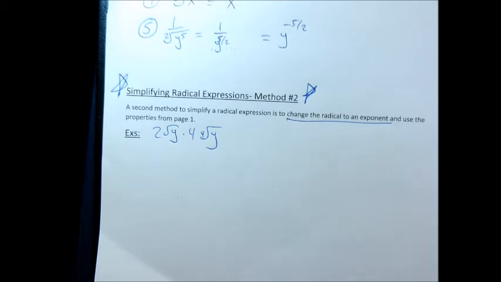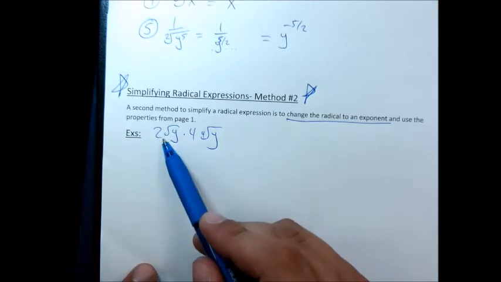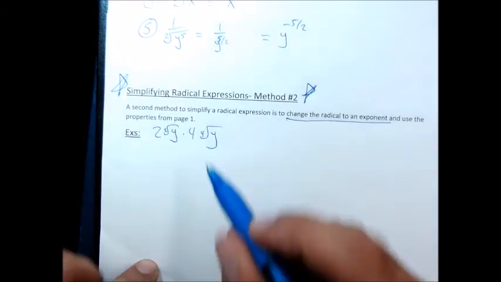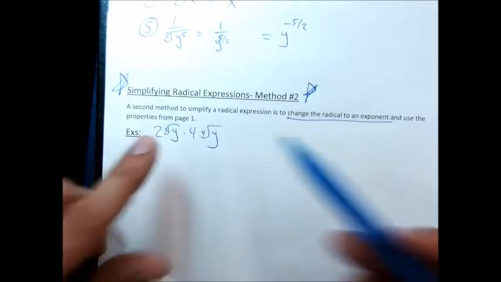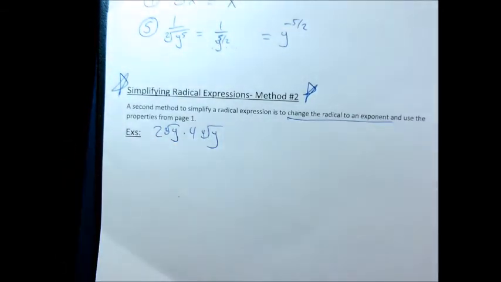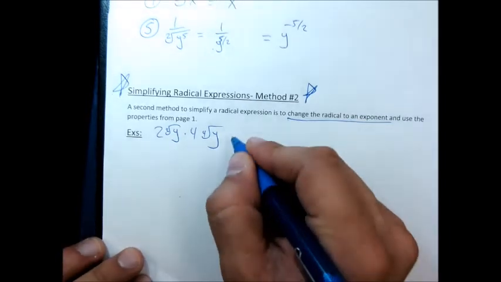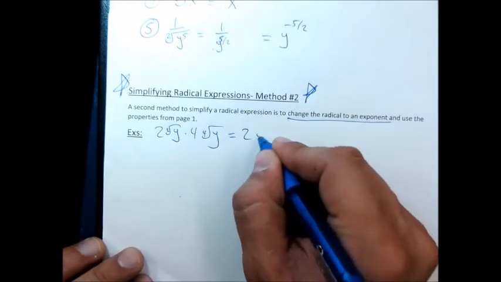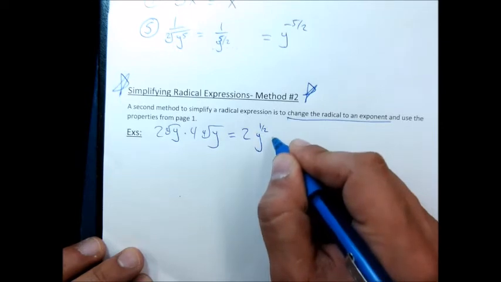Yeah, they have different roots, exactly. This one's a square root, right? There's like a 2 there. And this one's a 4th root, and they need to be the same in order to put them together. And so this is a perfect time to change the radicals to exponents.